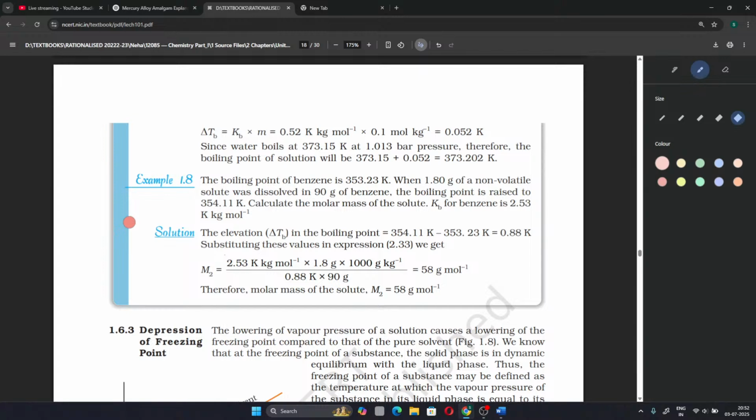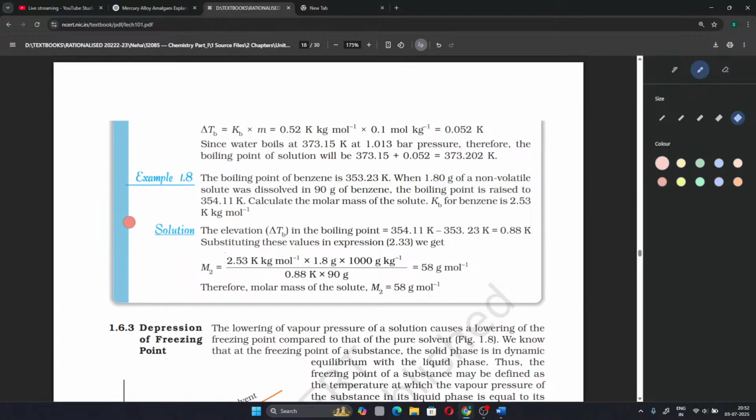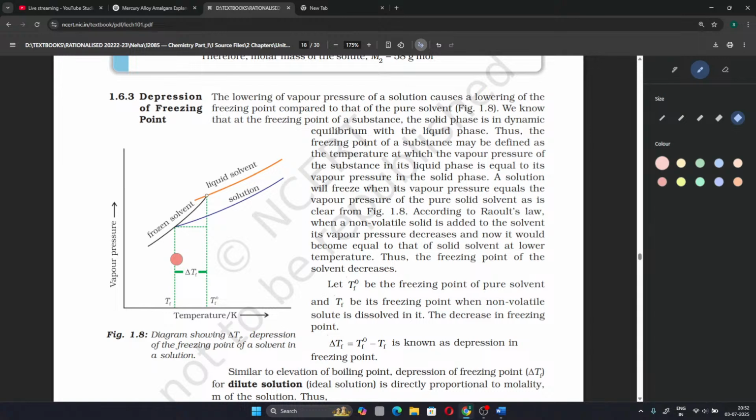They gave the molar elevation constant. We can calculate the change in boiling point through the given two boiling points. They gave the mass of benzene, and they gave the amount of non-volatile solute which is dissolved. They are asking us to find the molar mass of the solute, which we get to be around 58 grams. Now the third colligative property is depression in freezing point.